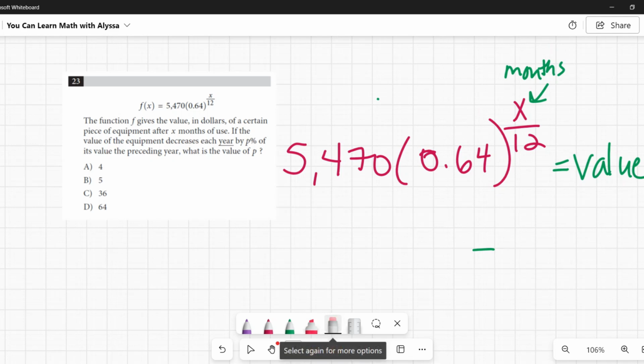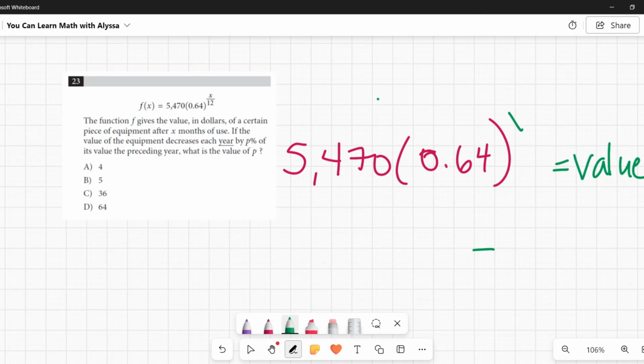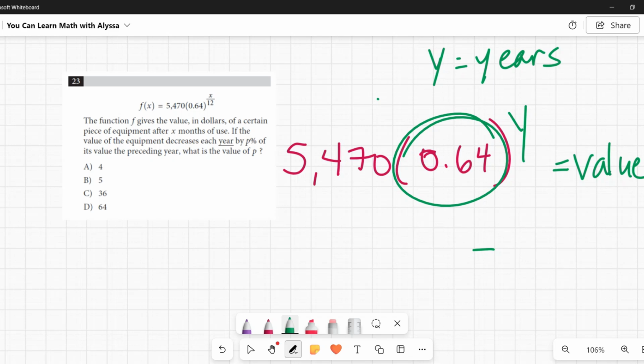So I could replace this and just say, I'm going to call it y, and say that y is years. Because it's the same thing. X over 12 is the same as how many years. So every year, because after 1 year, 5,470 would be multiplied by 0.64 after 1 year. After 2 years, it would be multiplied by 0.64 twice. 3 years would be multiplied by it 3 times. So this right here is what's causing the decrease.